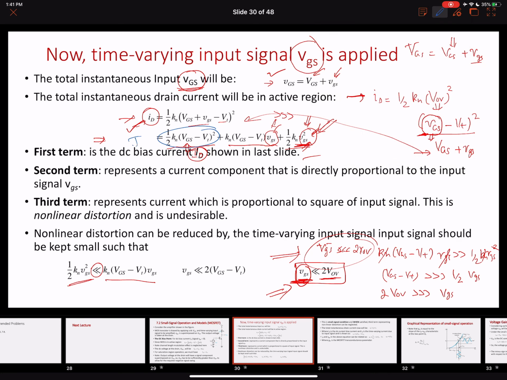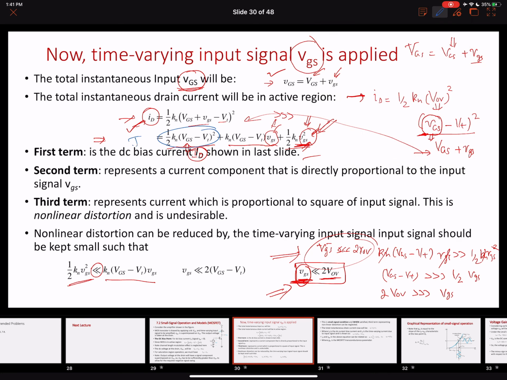Again, this term is very much larger than the third nonlinear VGS squared term. That is why we are neglecting that term. Now from this term, we can also see that we can use it to find the transconductance gain of the amplifier, using id and vgs. If you do id over vgs, you get Kn times (VGS minus VT), which equals Kn VOV. And what is id over vgs? This is gm.